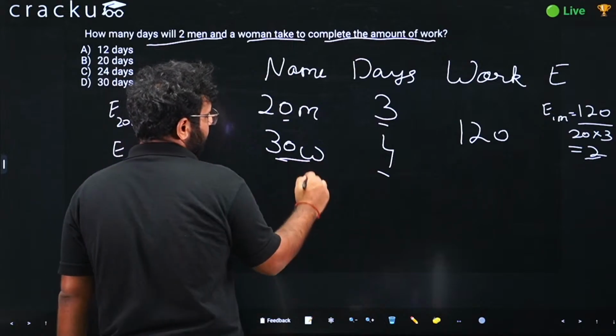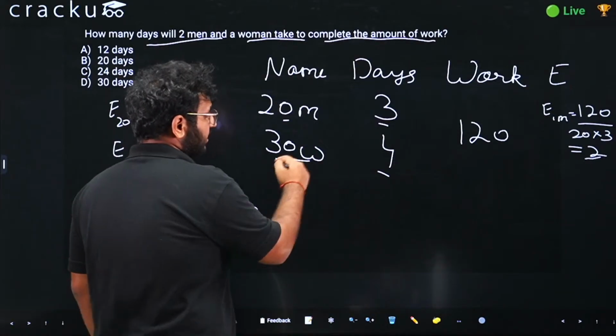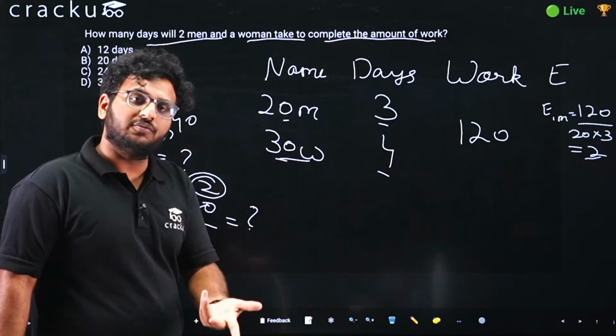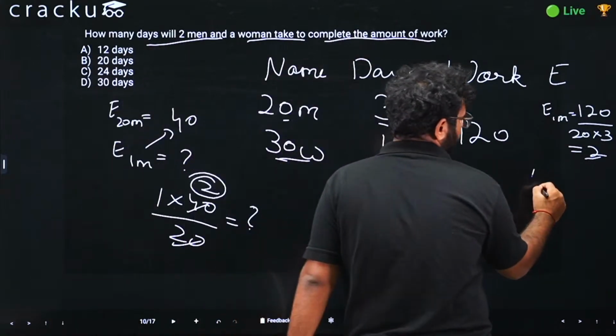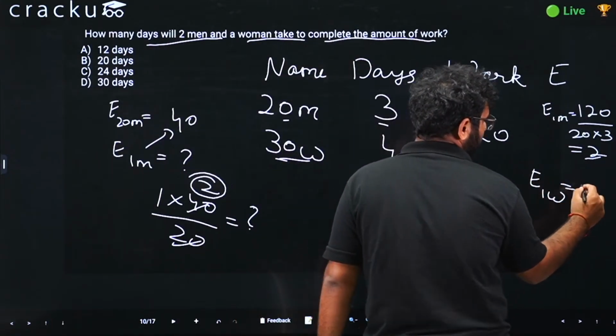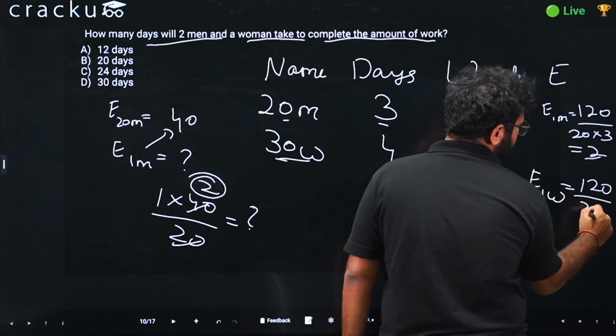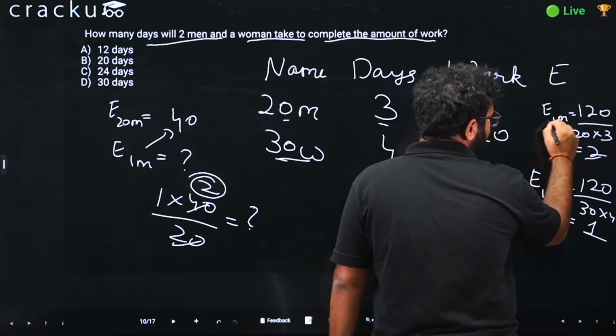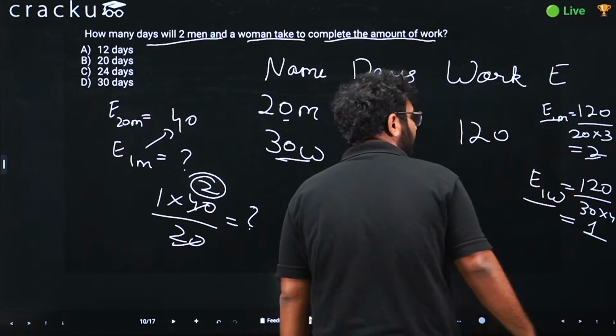Similarly for 30 women, it is 120 by 4, which is equal to 30. So 1 woman would be what? Efficiency of 1 woman is 120 upon 30 into 4, which is equal to 1. So we got efficiency of 1 man and efficiency of 1 woman.